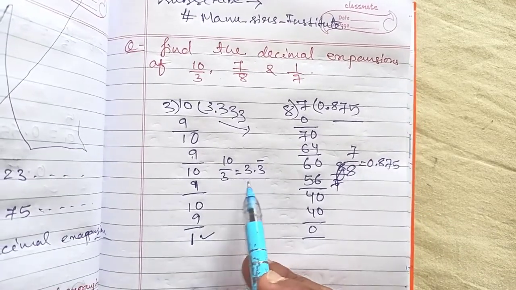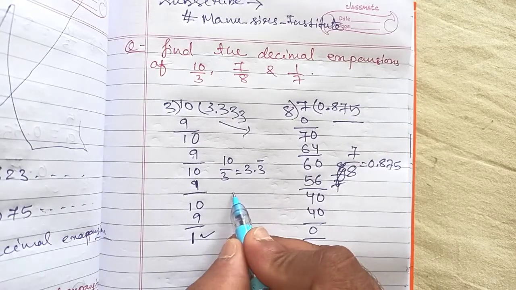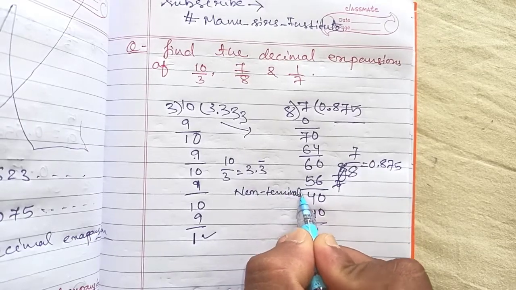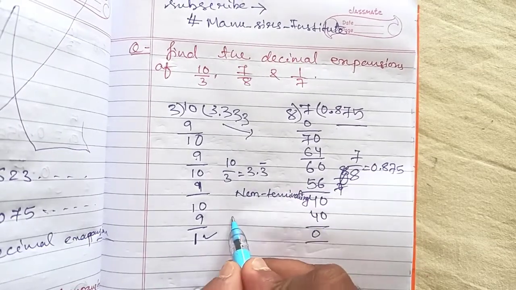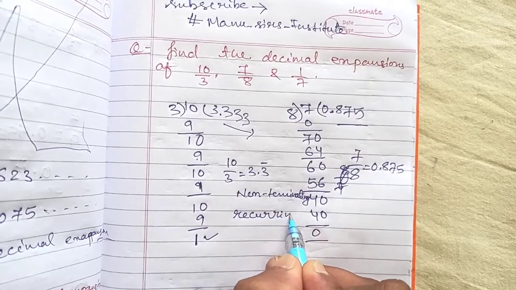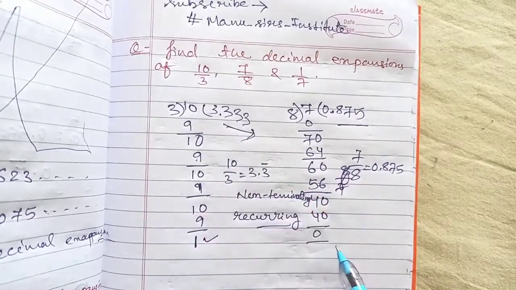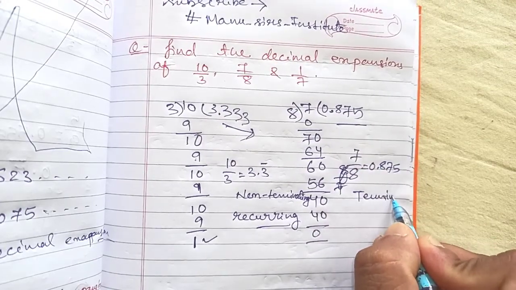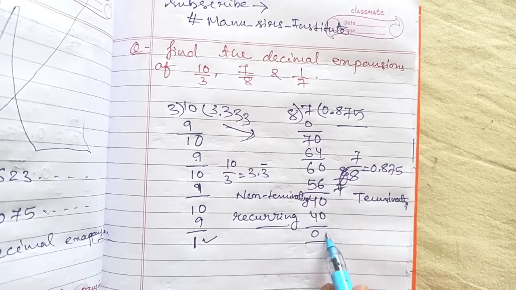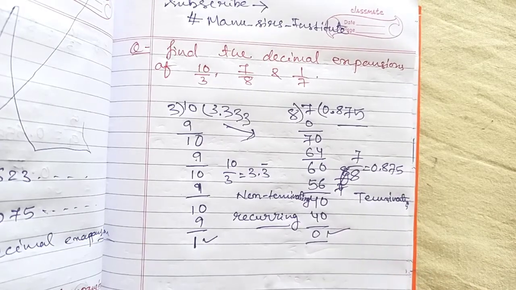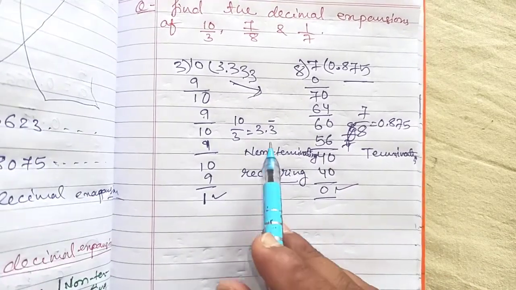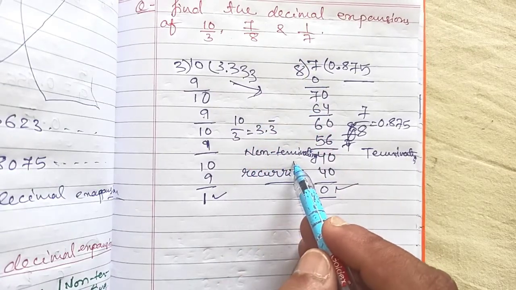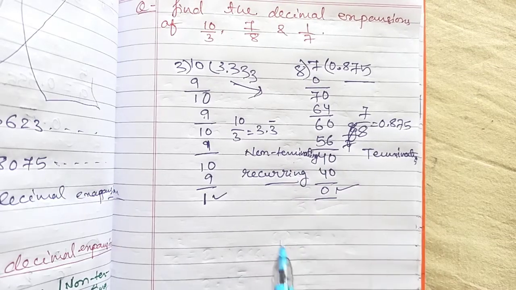This is what kind of decimal expansion? 10 by 3 is non-terminating, because the decimal expansion does not terminate. Non-terminating, or we can say recurring. Why is it recurring? Because 3 is repeating continuously. And this one is a terminating decimal expansion. Terminating means the remainder becomes 0. Okay, so it is called a terminating decimal expansion. So like this you can divide the number and find out whether it is a non-terminating decimal expansion or a terminating decimal expansion.